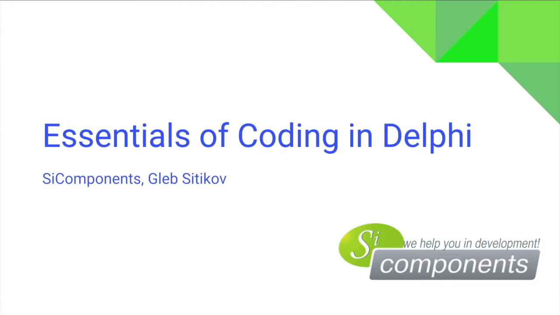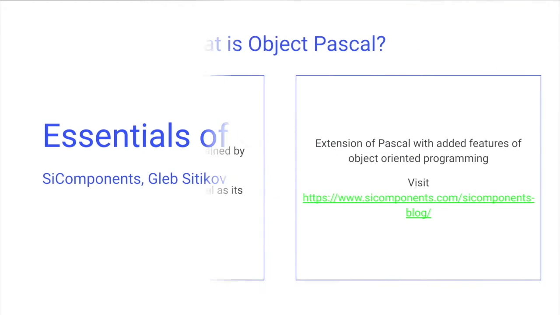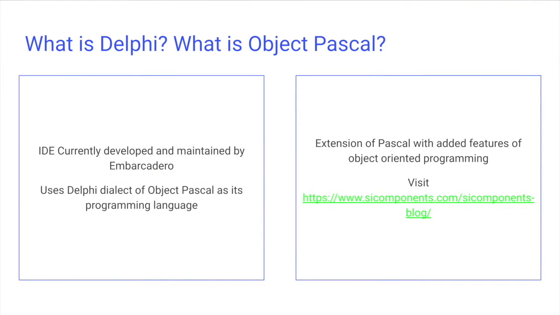Today we will go through a brief overview of the essentials of the programming language in Delphi. If you've never heard of Delphi, check out our previous video where we covered not just Delphi but also other popular IDEs. Regardless, let's quickly learn or revise what Delphi is and learn about the programming language that it uses, which is Object Pascal. Object Pascal is the extension of the usual Pascal with, as you can guess, features of object-oriented programming which simplifies the development process.